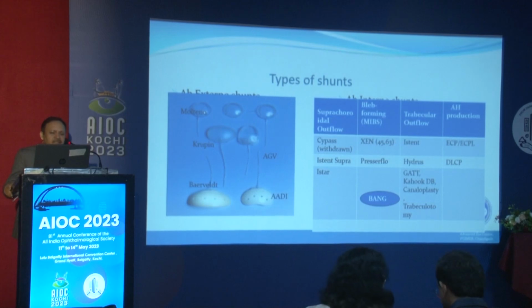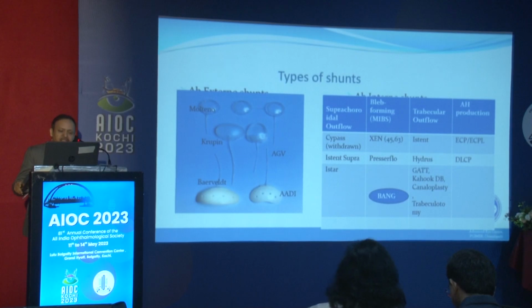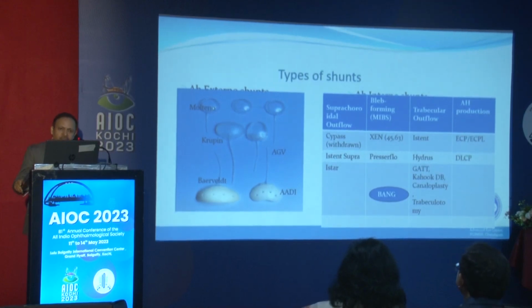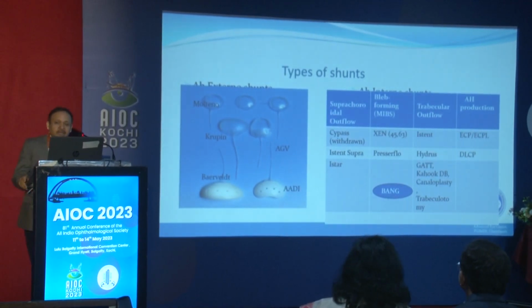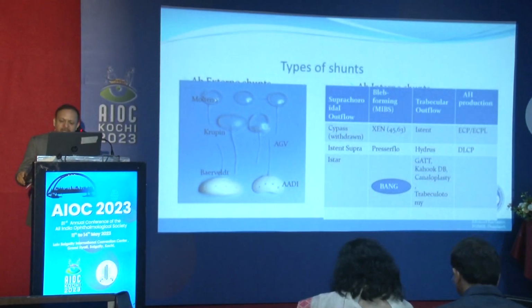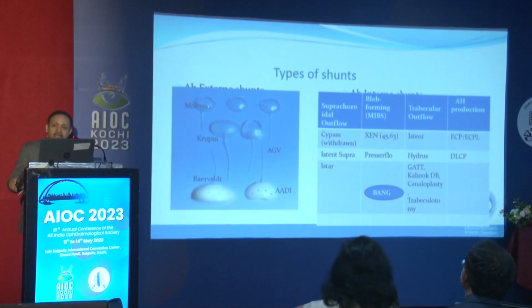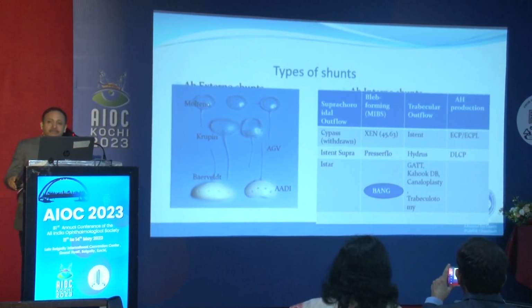These are some of the stents used: Molteno, Krupin, Baerveldt, AGV, Ahmed. These are the external stents. For internal stents, there are different mechanisms: suprachoroidal drainage outflow, like CyPass, iStent Supra, and iStar; subconjunctival bleb forming, like Xen and PreserFlo; and trabecular outflow increasing, like iStent, Hydrus, GATT, KDB or canaloplasty; and some end-stage procedures like DLCP or ECP.